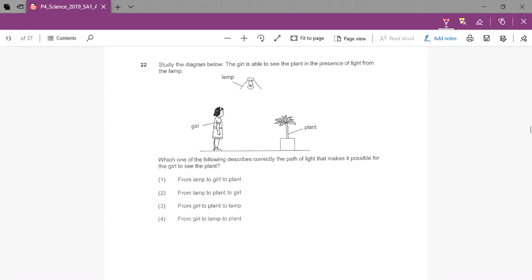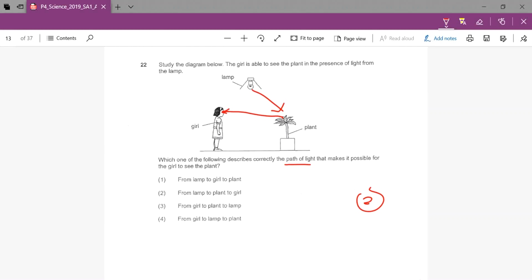Study the diagram below. The girl is able to see the plant in the presence of light from the lamp. Which one of the following correctly describes the path of light that makes it possible for the girl to see the plant? So it has to be from the lamp to the plant, then to the girl. This is supposed to be a straight line, and it goes into the eyes. From the light source, reflected to the object, and then into the eyes. So option 2 is the answer.